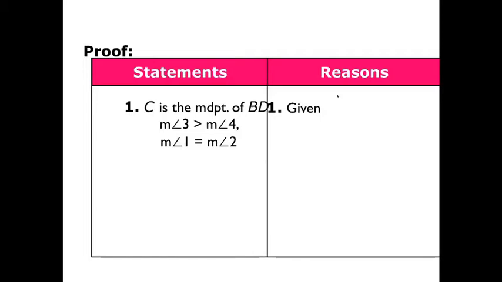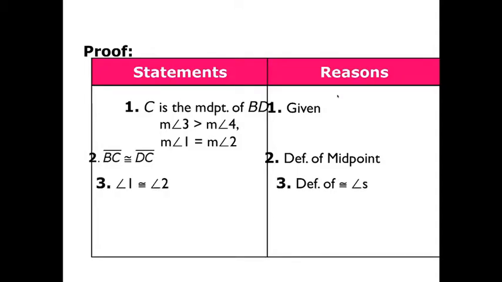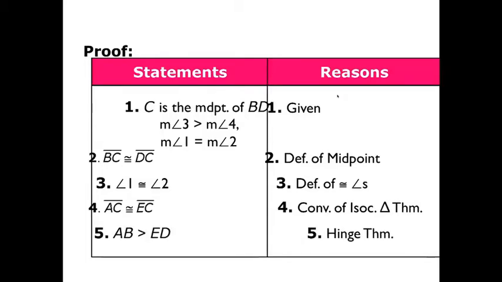So we had our given. We used the definition of the midpoint to state that BC was congruent to DC, like you saw. That angle 1 was congruent to angle 2 by the definition of congruent angles. And that meant that side AC was congruent to EC, by the converse of the isosceles triangle theorem, also known as the converse of the base angles theorem. So either one of those is fine to use. And then that let us use the hinge theorem to state that AB was greater than ED. If you need to, go back and look at the picture and look at the proof, see how it all comes together. We talked it through, so these are just the formal steps.